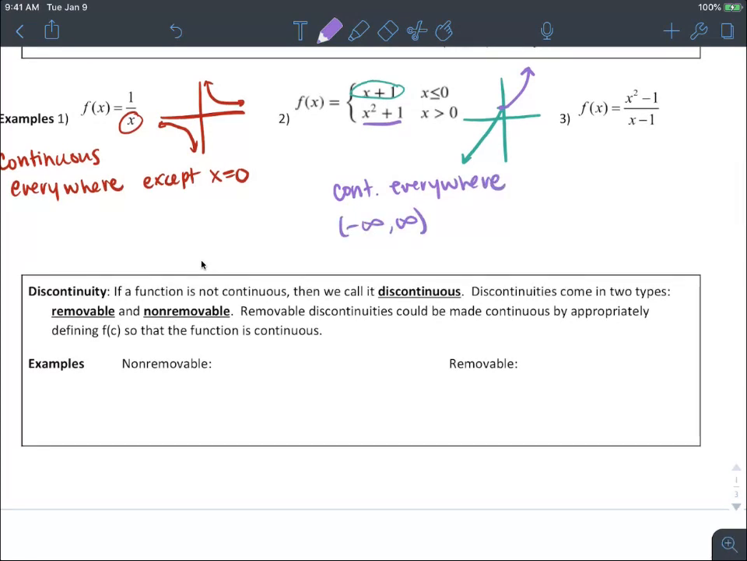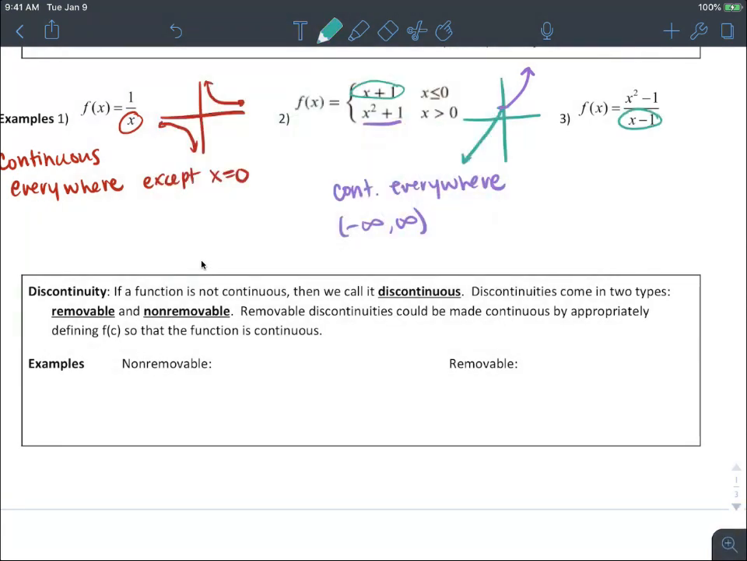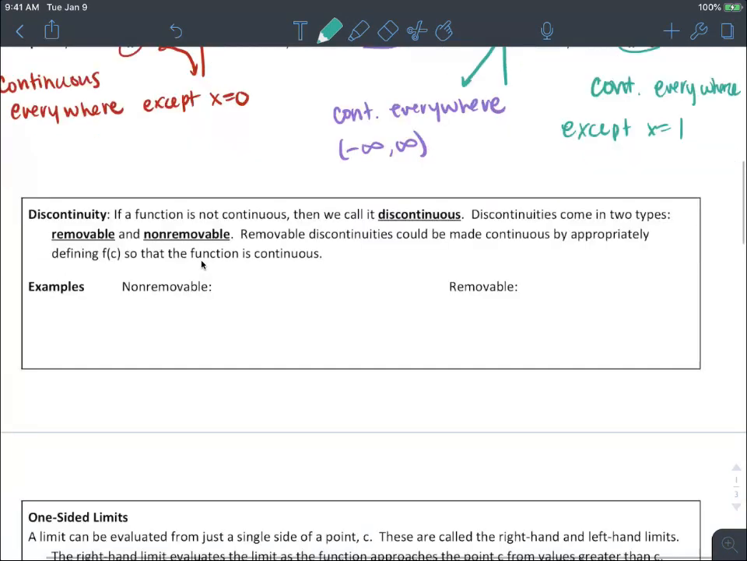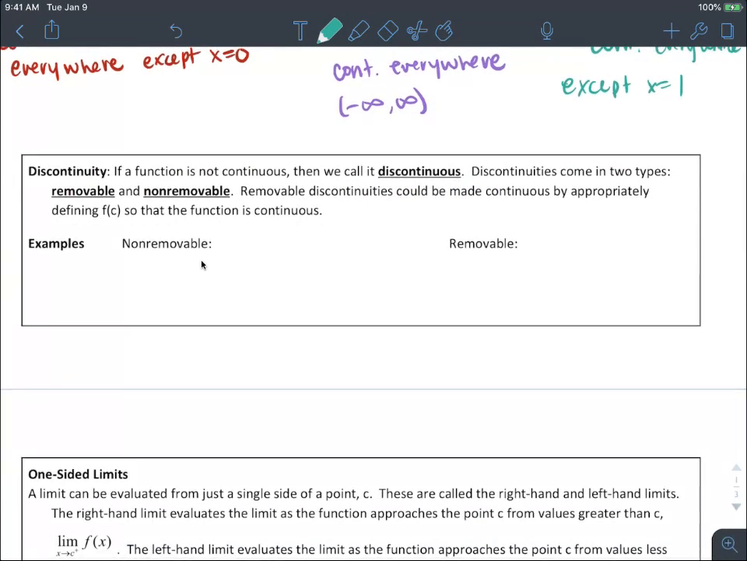The last one, I know from rational functions that the x minus 1 on the bottom means that it's continuous everywhere except x equals 1. All right? So what is a discontinuity? If the function is not continuous, then we say it's discontinuous.